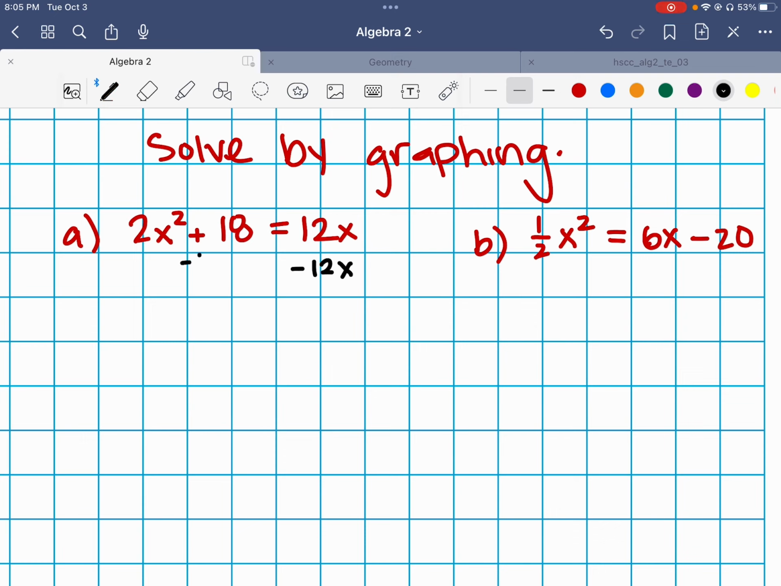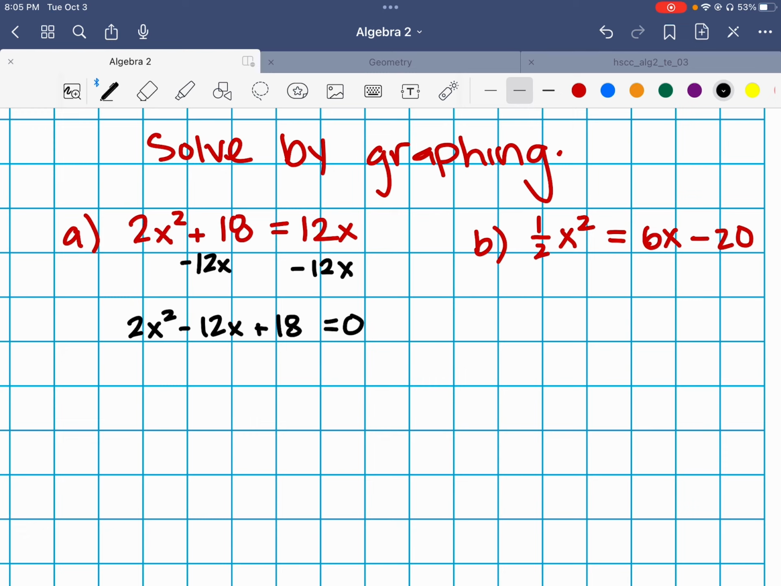Now I can take away the 12x anywhere I want on the left side, so I'm going to choose to take it away from the middle. This gives us 2x squared minus 12x plus 18 is equal to 0. Next, change the 0 into y or f of x. So we're going to look at the related function.